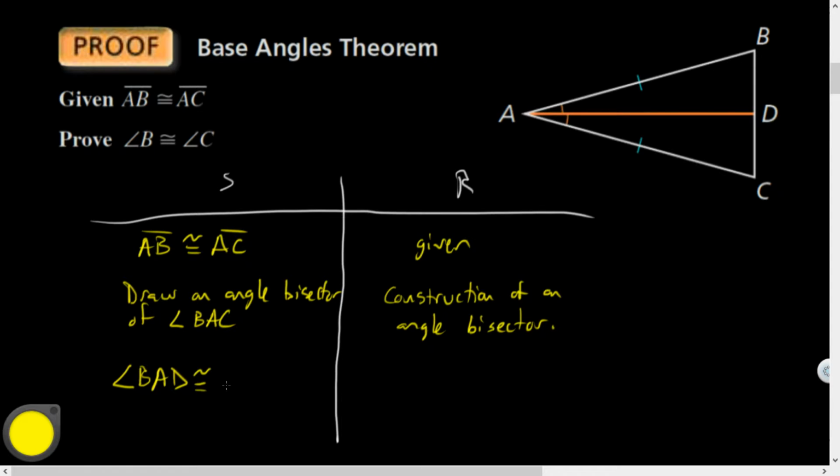is congruent to angle CAD, computer-aided design. And why are those congruent? Well, by definition of angle bisector. Bisector. All right. And now where could I go?